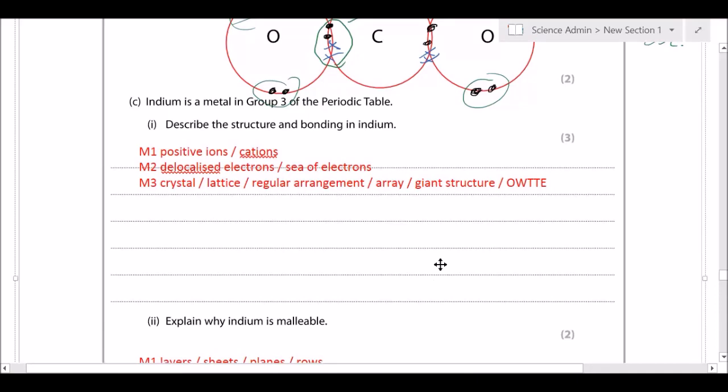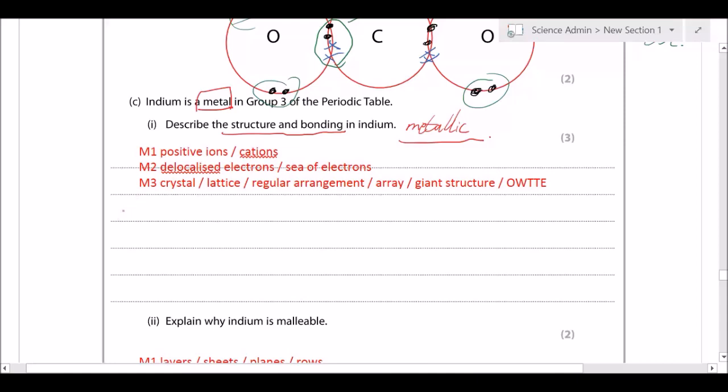So describe the structure of the bonding in indium. Now, indium is a metal in group 3. Describe the structure and bonding. So essentially what it's asking is describe the structure and bonding of metallic bonding. And that is positive ions surrounded by a sea of delocalized electrons arranged in a nice giant lattice.